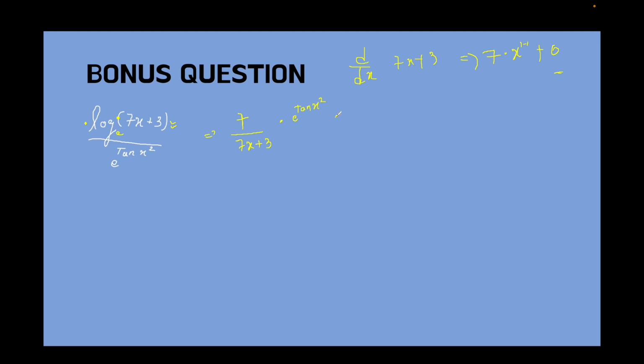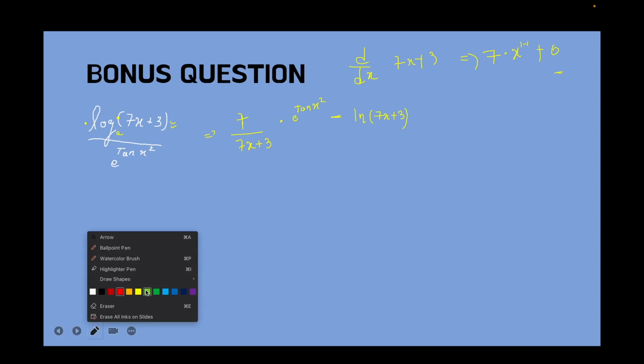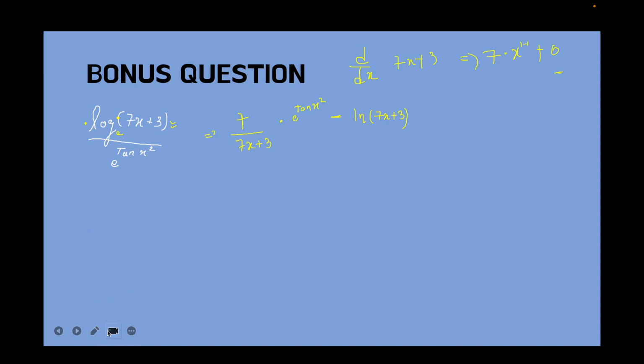Now what I will do is include minus. We will keep the first function as it is. Now we will differentiate e power tan x square. I will differentiate this on the side and show you, because here you have to use the chain rule 2 times. I will use some other color so that you can understand. See, we will differentiate e power tan x square.